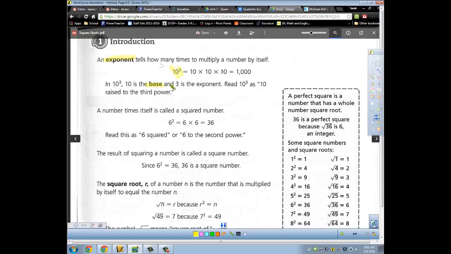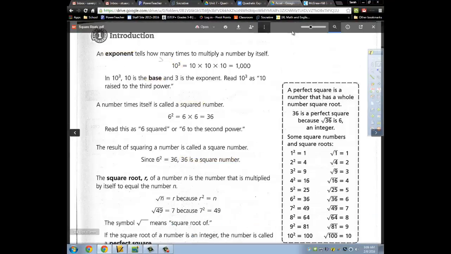If it's a number times itself, we say that it's squared. So if the exponent is 2, that means squared, or you can say to the second power. But most of the time, we'll say squared. So 6 squared means 6 times 6, which is 36. So we would say 36 is a square number because we squared a number to get it. We did 6 squared to get 36.